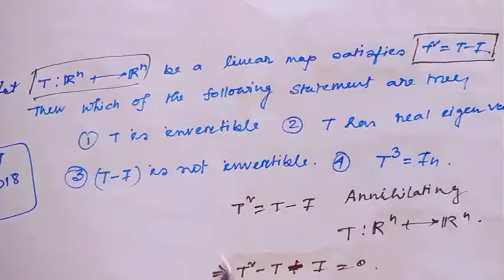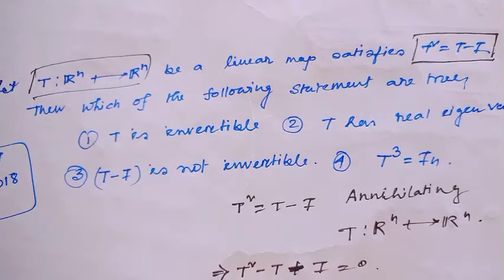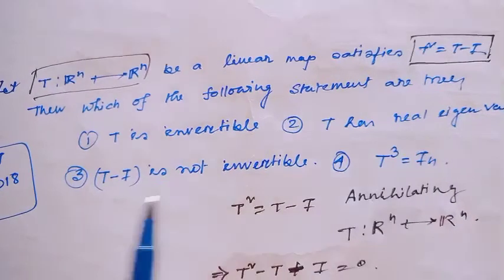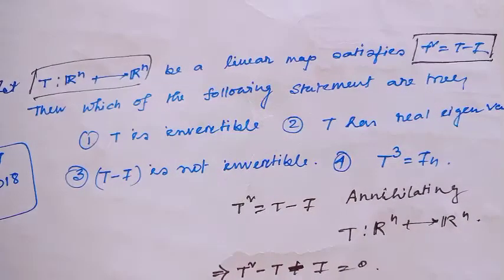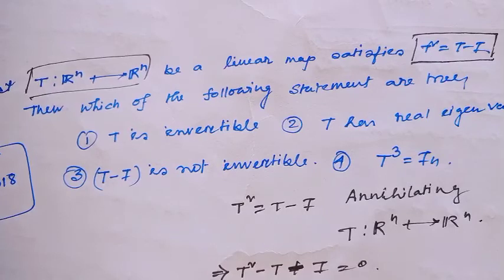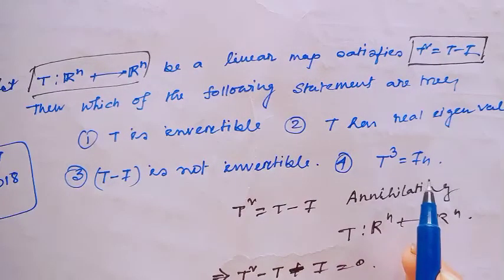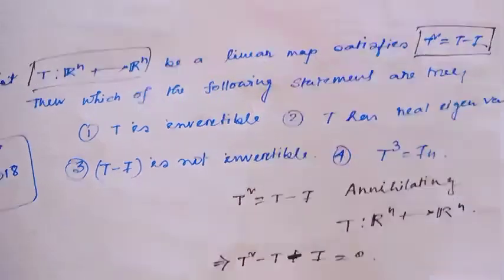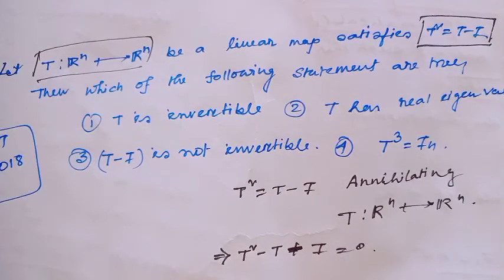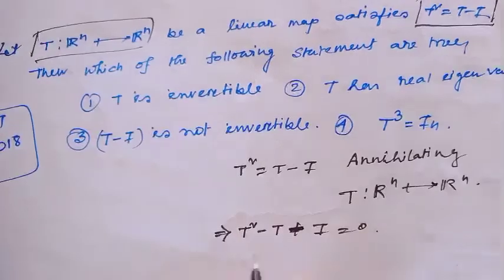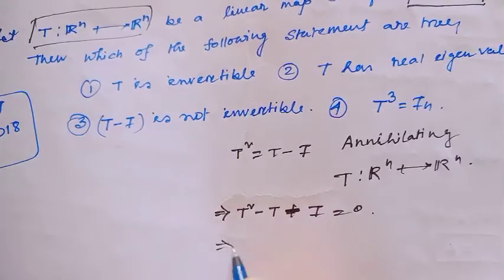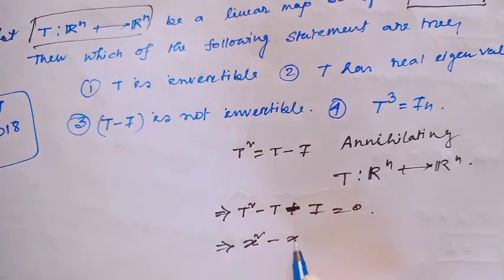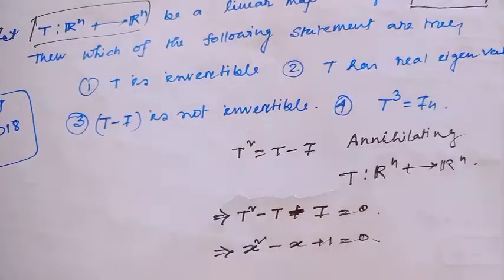Option 1 says T is invertible. Option 2 says T has a real eigenvalue. Option 3 says T minus identity is not invertible. And option 4 says T cube equal to identity. Notice, we can write the annihilating polynomial as x square minus x plus 1 equal to 0.